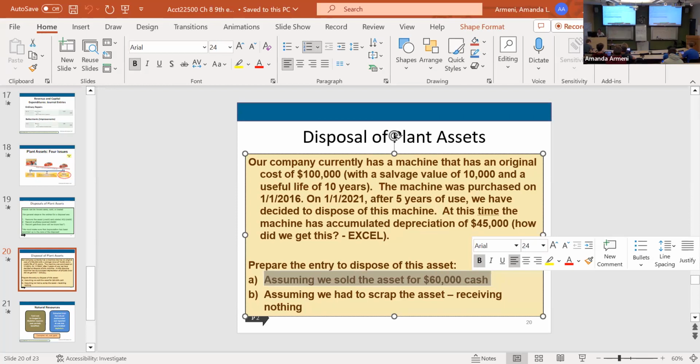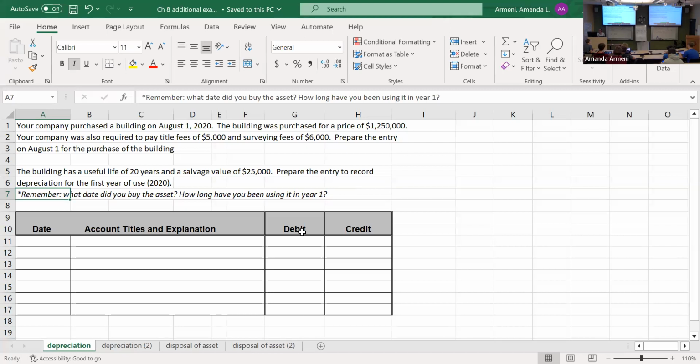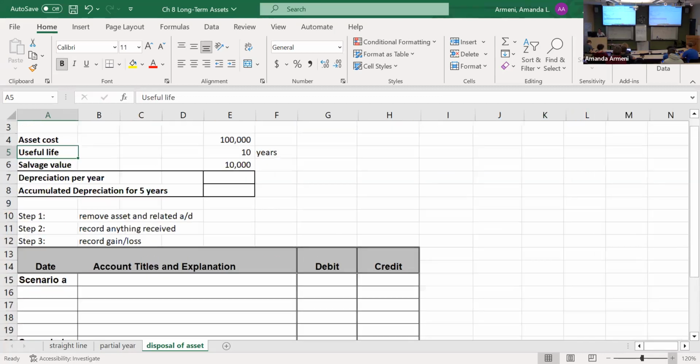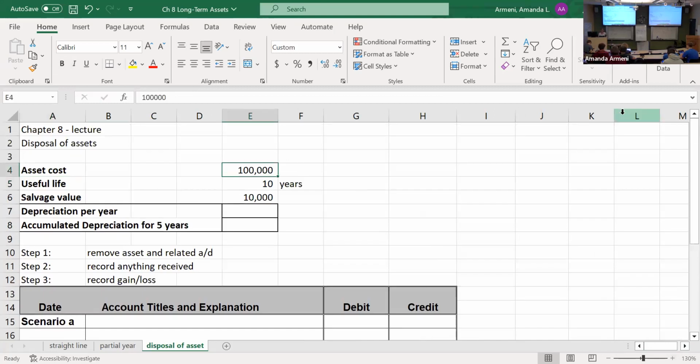In your Excel spreadsheet, you will see that the third tab over is our disposal of an asset tab. Okay. So here's all of our information. Asset has a value of $100,000, useful life of 10 years, salvage value of $10,000. Remember, I told you step one in this process is that you remove the asset and its accumulated depreciation. So we have to figure out how much we've accumulated of our depreciation so far after 5 years, because we thought we were going to be using it for 10. We only used it for 5.